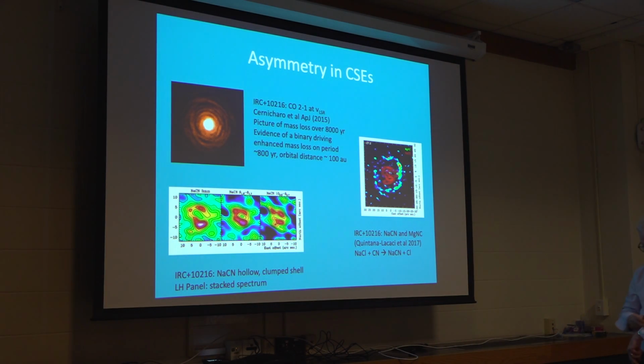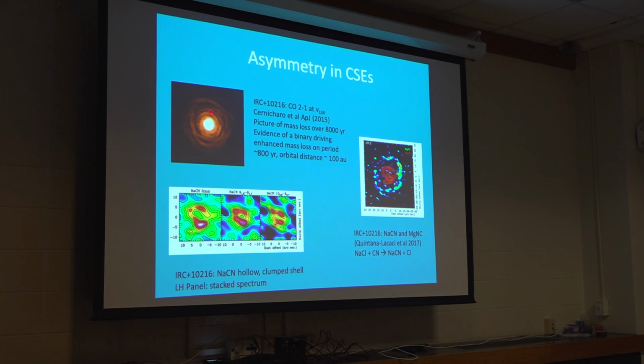I just want to finish by talking about another complication that's really been clear in the last couple of years, and that is the presence of structures and asymmetries in these objects. So this is a carbon monoxide map from Terncharo's group, where you see CO 2 to 1. So these are the rings around RC 10 to 16.